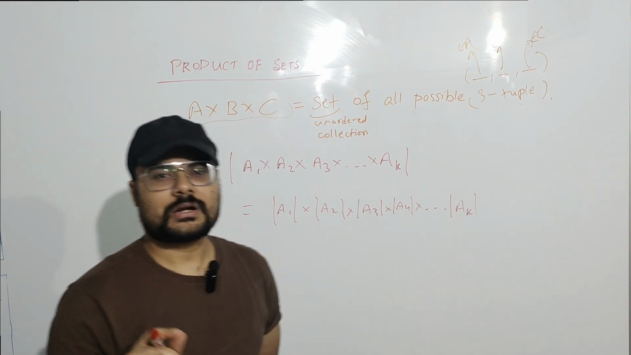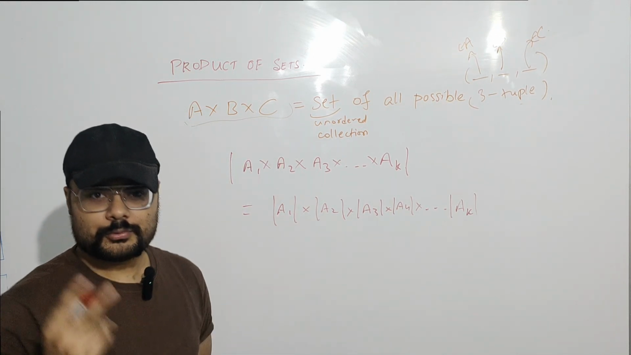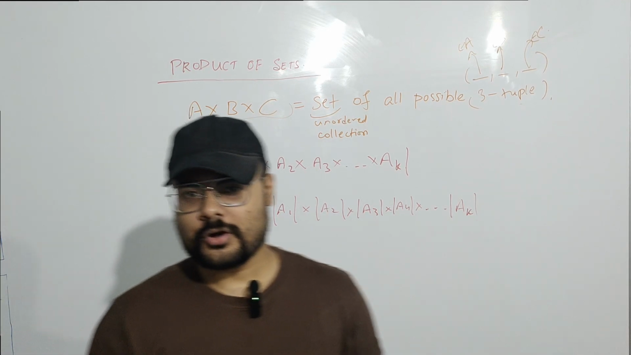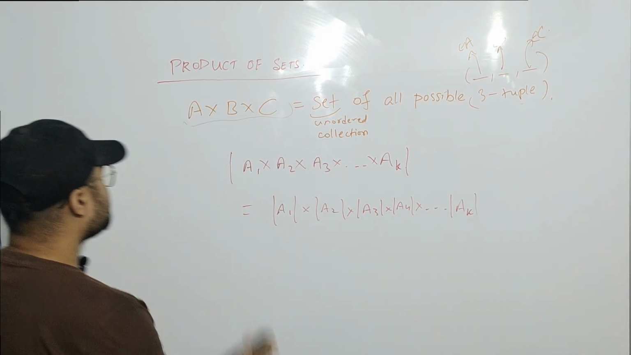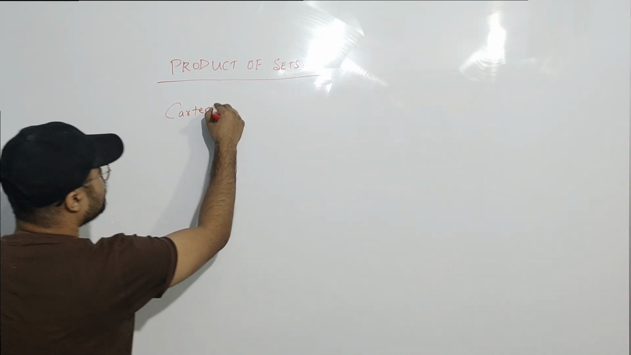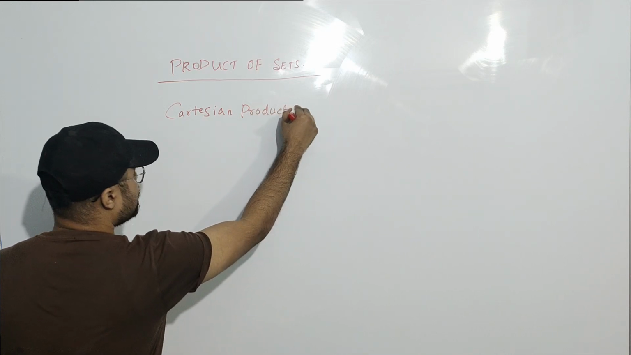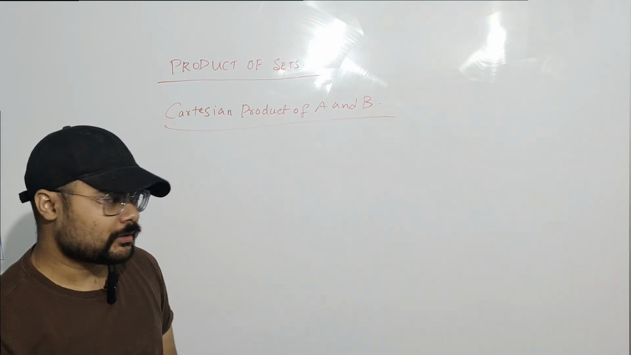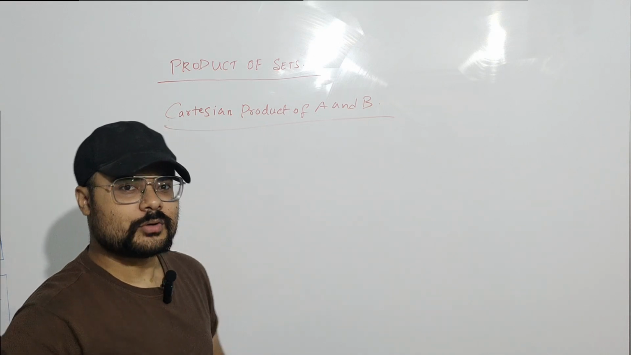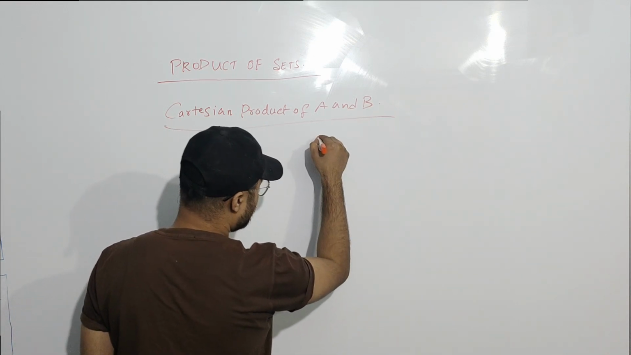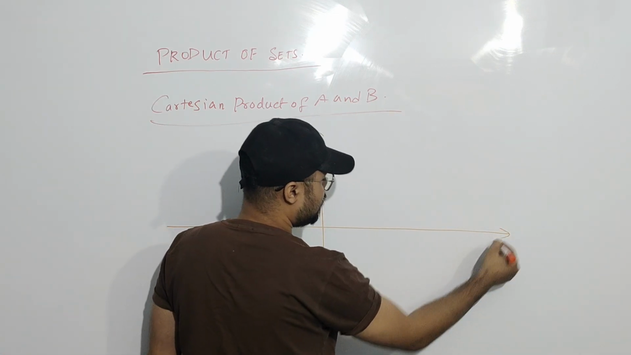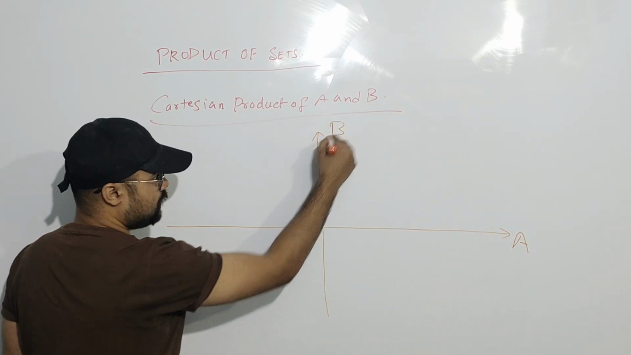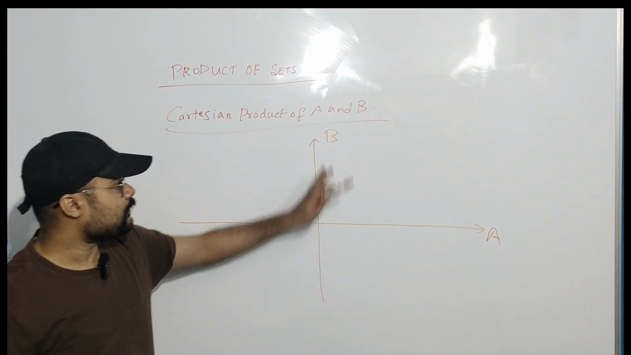Let's get a little bit about Cartesian product of sets. Actually, when you have only two sets, the product of two sets is also called Cartesian product of sets. Why? Because think of Cartesian plane. Okay, let me explain. Cartesian product of A and B. It is called Cartesian product because you can represent the product of two sets in a Cartesian plane like this. Let's say this is one Cartesian plane, and this axis is your A, and this axis is your B. Means this axis will have elements of A, and this axis will have elements of B.